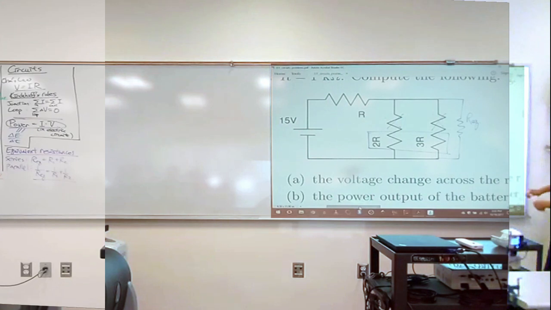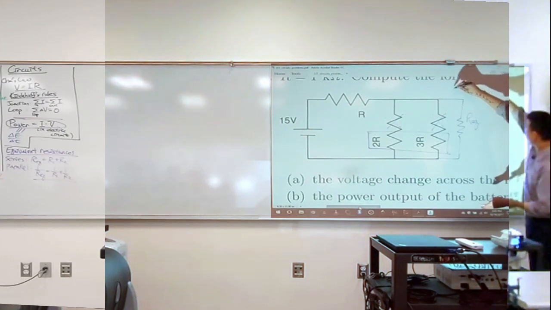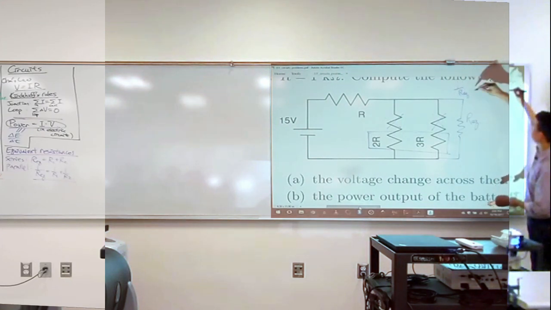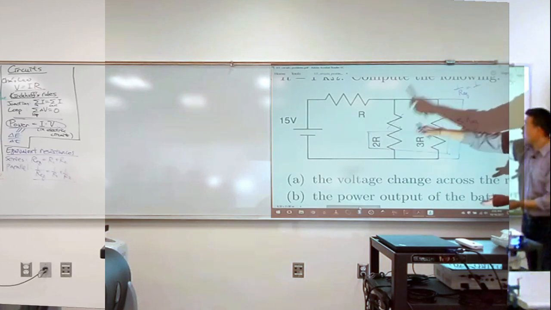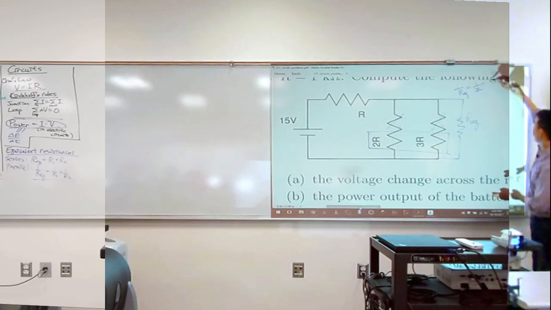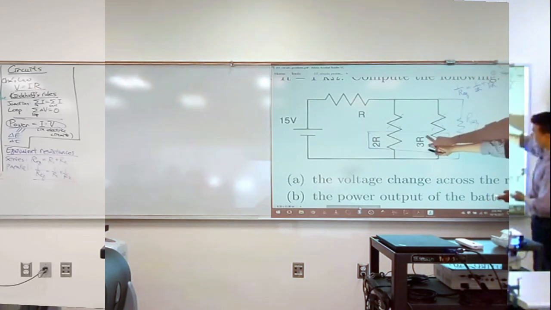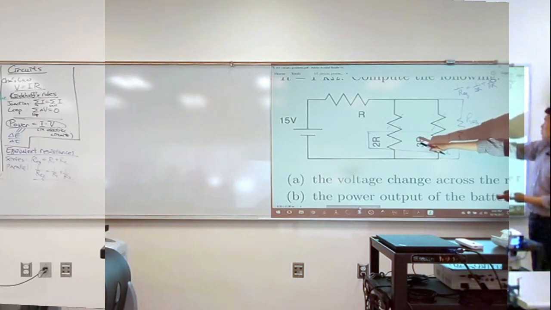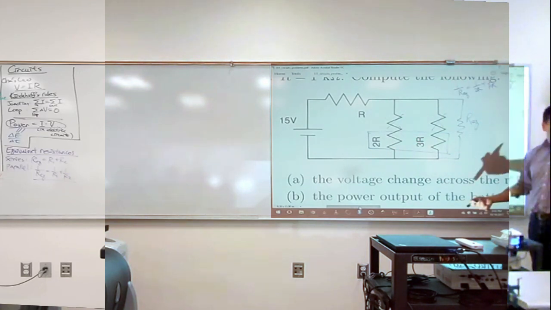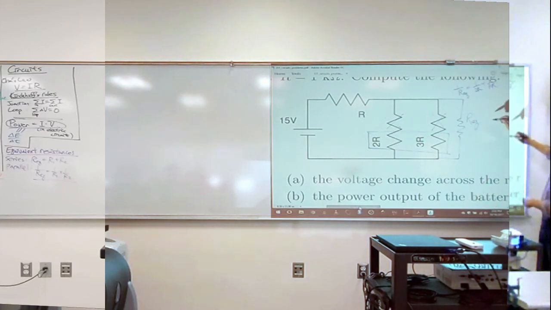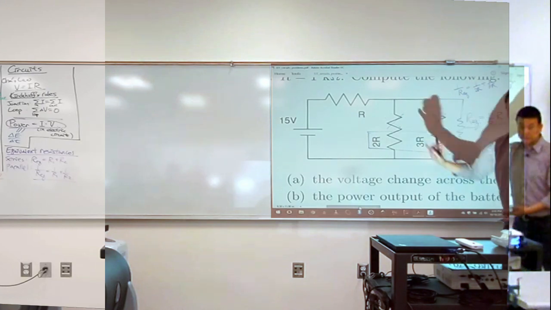So here, 1 over R equivalent is equal to 1 over R1, or 2R, plus 1 over R2, or in this case 3R. So you solve this for R equivalent, that's your answer. And I've already done it, so let me just write it down. The answer should be 6 over 5 R. That's the equivalent resistance of a single resistor that does the job of both of these.